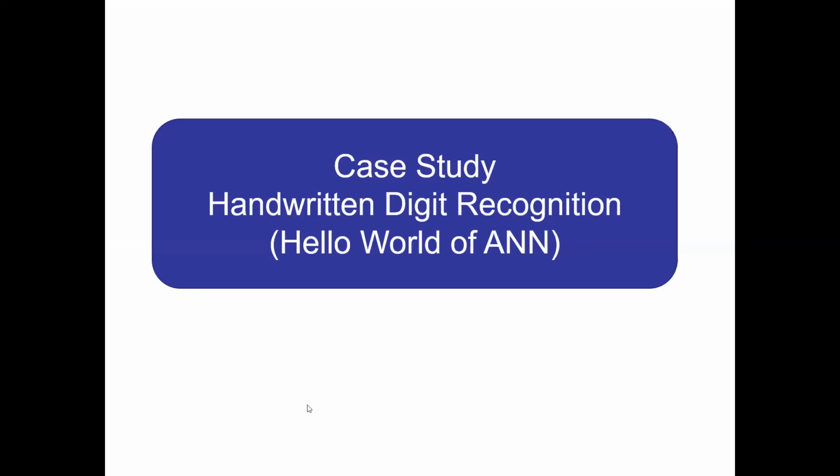Okay, so with all the preamble of perceptron and MLP, now we are in a position to see a real world example. Not truly a real world, but you can call it the hello world of ANN, right? Which is basically the first program that you will write whenever you are designing a neural network, whether it's an MLP or a CNN, right? So the problem is handwritten digit recognition.